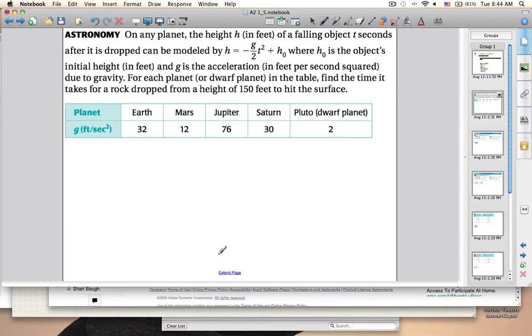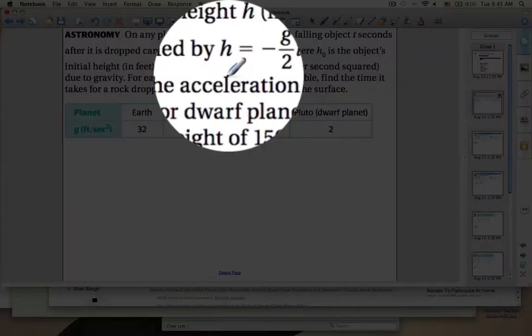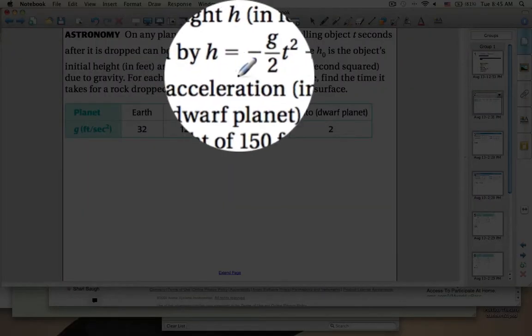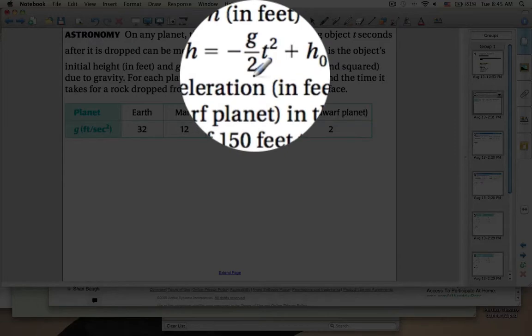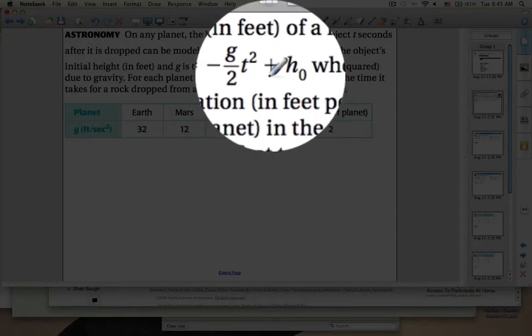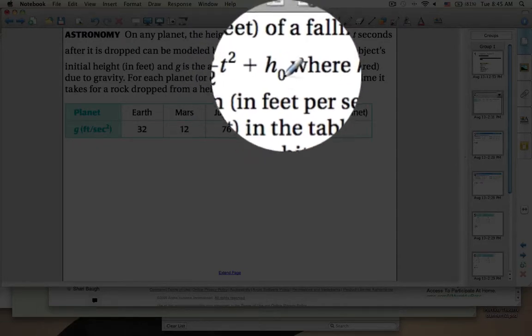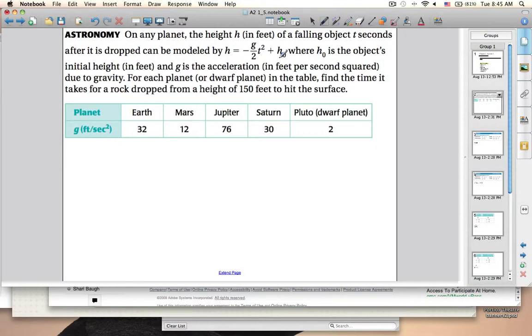So again, a type of problem where we might use this work deals with any time we're talking about an object falling. So on any planet, the height h in feet, now this would be height, of a falling object t seconds, so t is time, after it is dropped can be modeled by this equation. The current height is equal to the opposite of the gravity divided by 2 times the time squared plus h sub 0. So when you see h sub 0, that's the height at time 0, or the initial height.